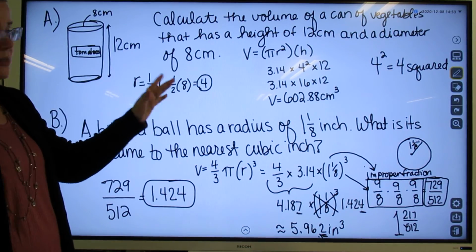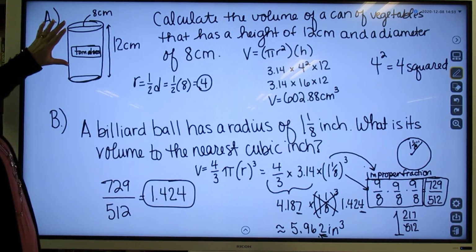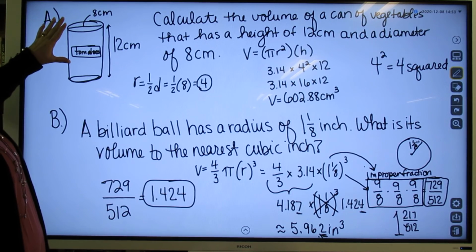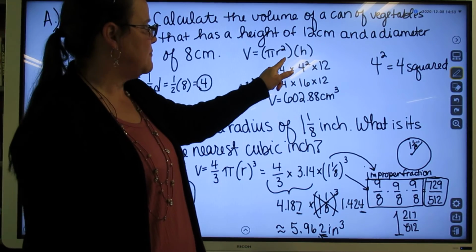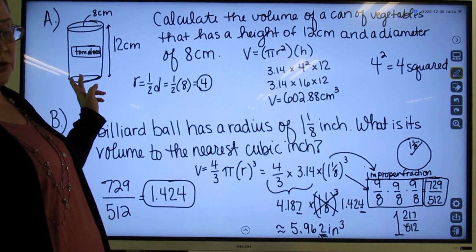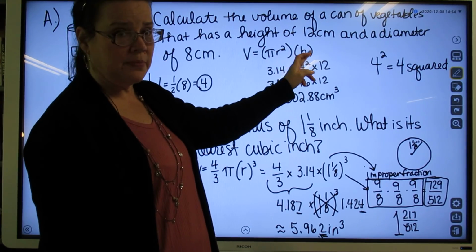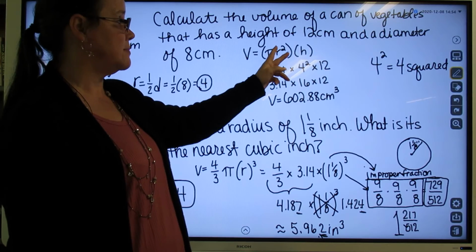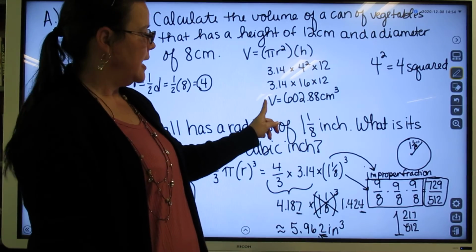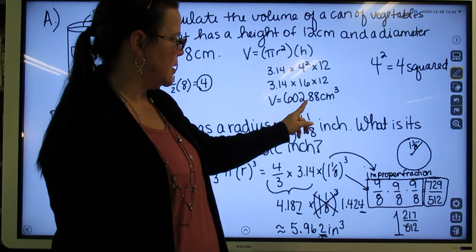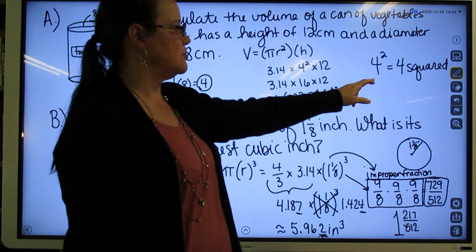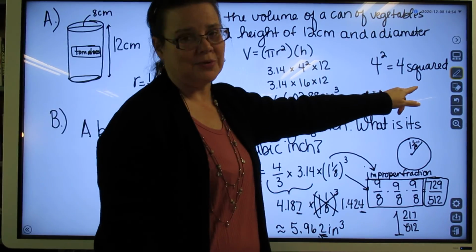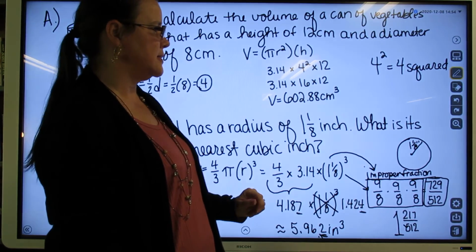And we wrote it all out. I like to draw. I'm a visual person, so I drew the can, or they maybe gave it to me, but I would draw it anyway. And I wrote tomatoes because it was vegetables. And I wrote the volume of a cylinder, pi r squared times height, because it's the area of the base times the height. I wrote all these numbers in, and our volume ended up being 602 and 88/100. I showed how to get the radius, and I showed what 4 squared is. 4 squared, that's how we say it, and then 4 times 4 is 16.